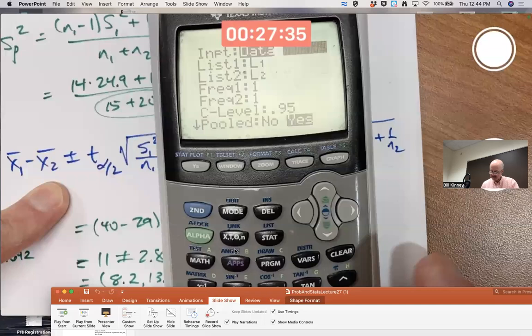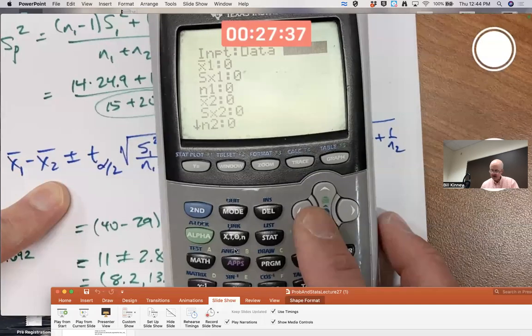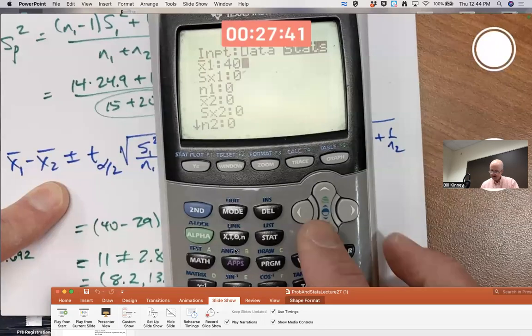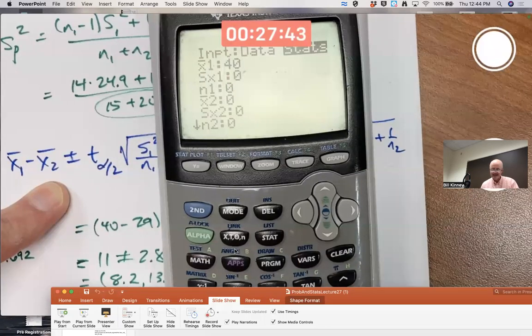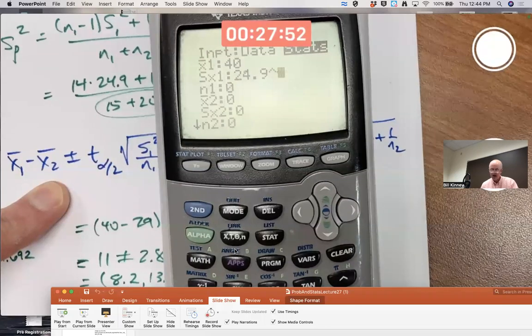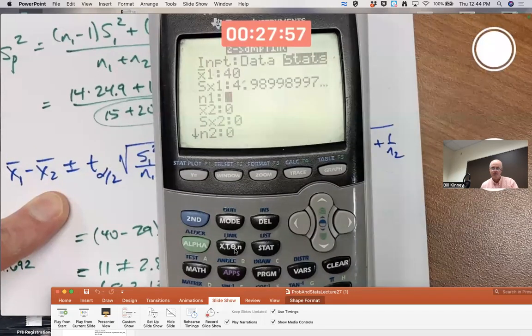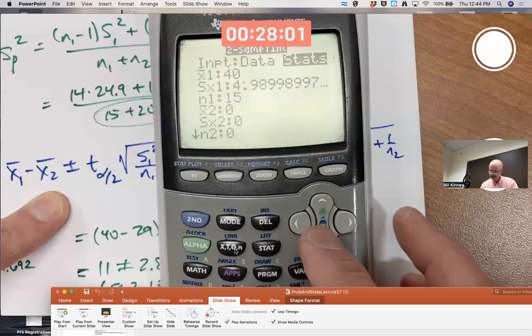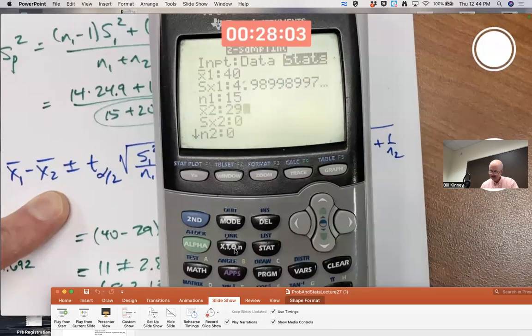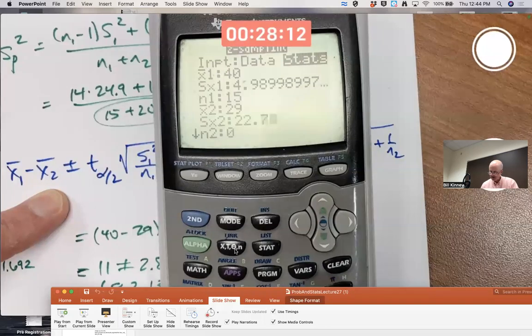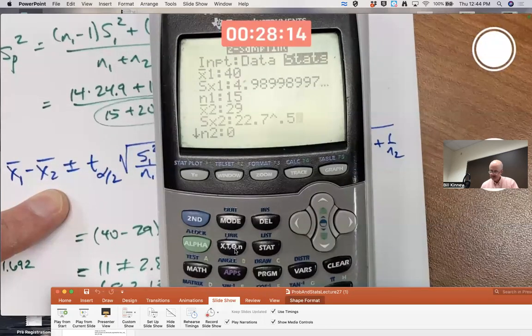Set of data this time, let's do stats. Plug in the numbers. X1 bar was 40. S1 is the square root of 24.9. The variance was 24.9, and the calculator had to do its square root, 24.9 to the 0.5 power. Close to 5. N1 for us was 15. X2 bar was 29. Sample standard deviation for sample 2 is the square root of 22.7. And N2 was 20.